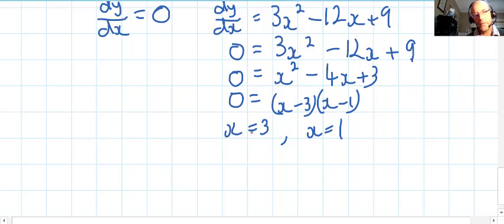Then we can find the location of those points. Now in the case of x equals 3, if you look back at your work, you found that point already.